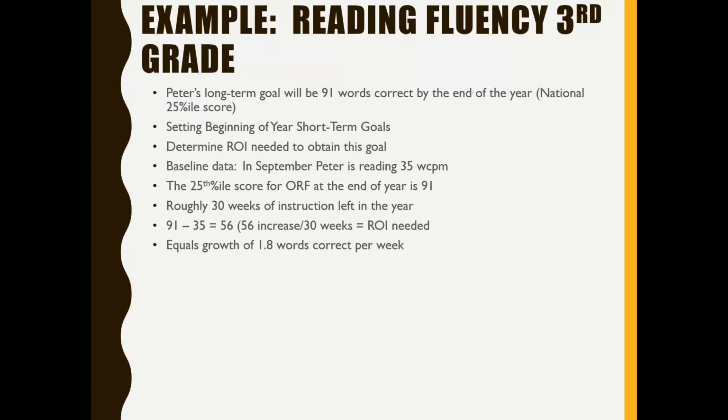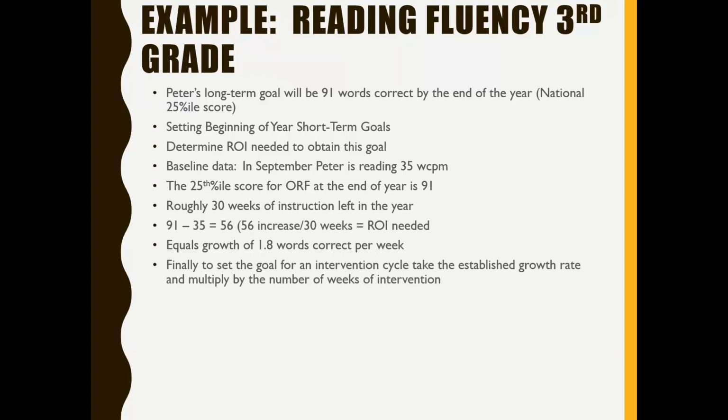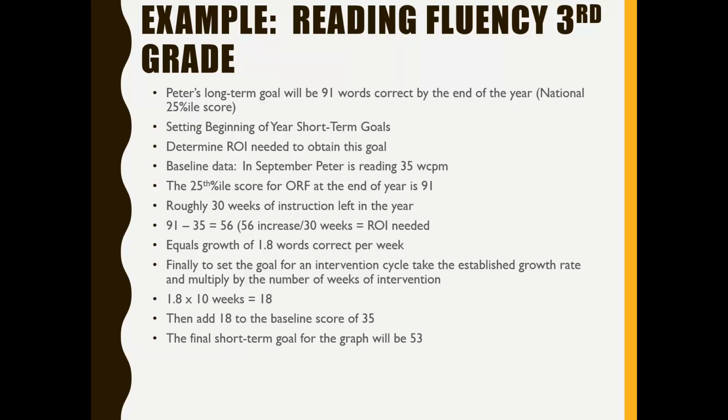Doesn't sound too unmanageable. So let's see how we could change that then to a 10-week goal cycle. To set the goal for an intervention cycle, take the established growth rate, which here is 1.8 words correct per week, and multiply it by the number of weeks of intervention. So again, we're just going to say 10 weeks. You might do 8 weeks, you might do 12, you might do 14, but for us, in our example, we're going to do 10 weeks. So we want the child to grow 1.8 times 10, which equals 18. Then we add 18 to the baseline score of 35. So the final short-term goal for the graph will be 53 words correct per minute.